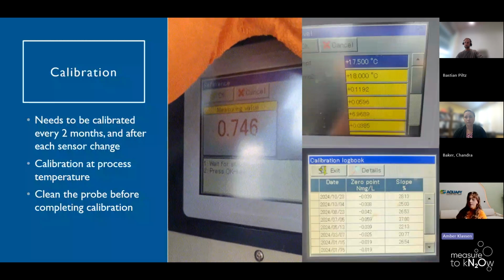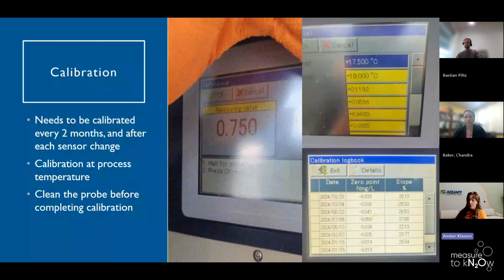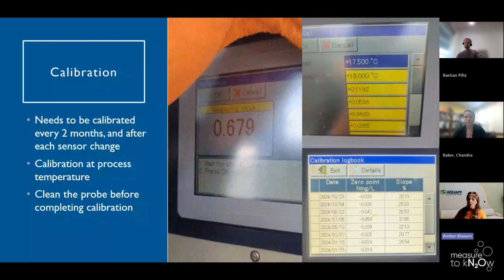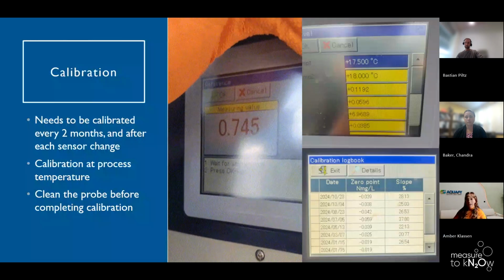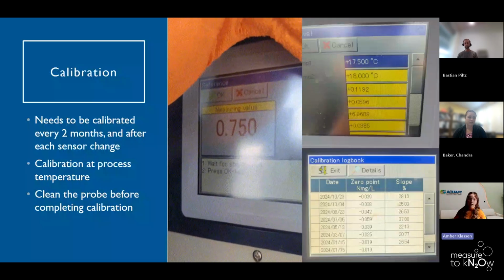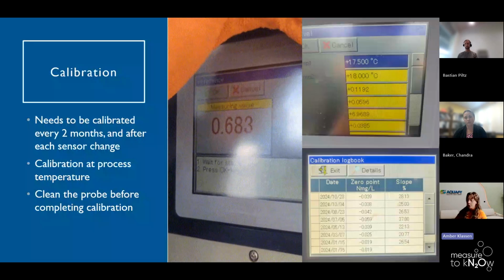It is important to record the calibration temperature, and you want to try to make sure that the temperature is the same as the process temperature, and this can be recorded in the controller HMI as well. Each calibration is then stored in the internal logbook and can be accessed at any time.